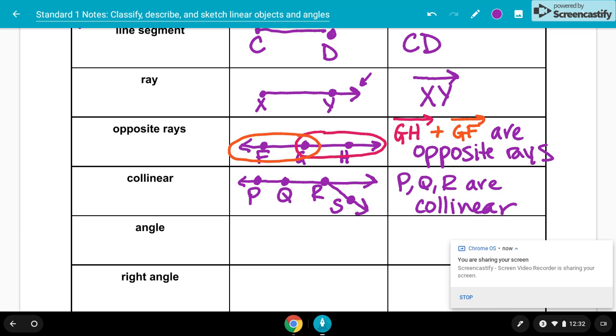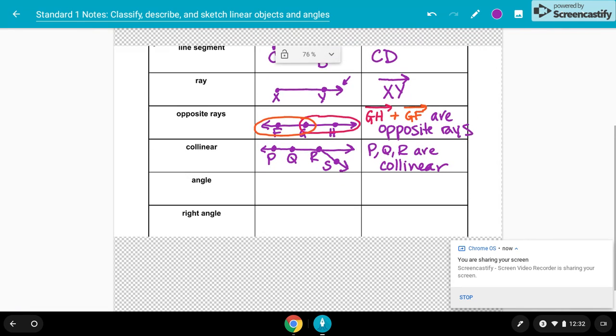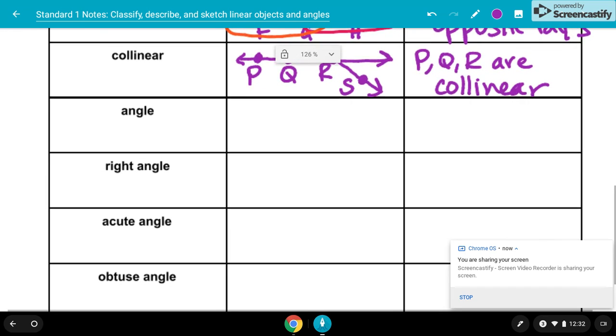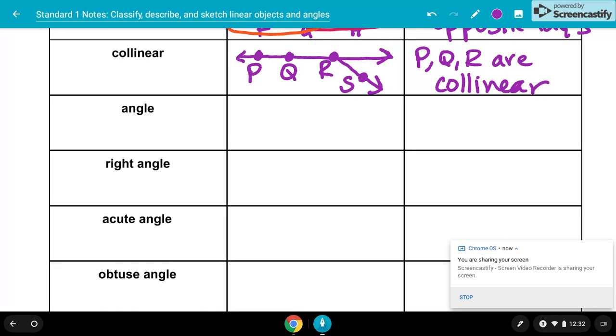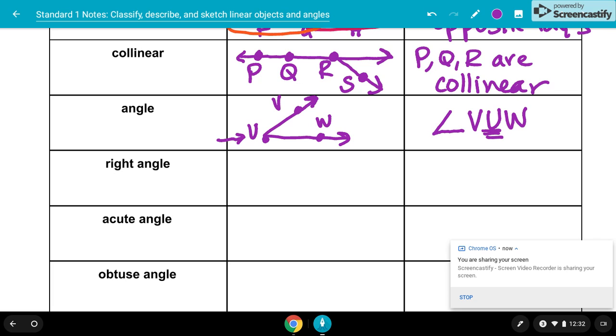An angle is 2 rays that are connected. We'll go like this. So for our first angle, I'm going to do a ray and a ray. Sometimes you can name an angle using only 1 letter, but we're going to practice with 3. Now, to notate this angle here, you would say angle, this is the symbol for angle, V, U, W. Something really important that you need to know is that the vertex always goes in the middle.